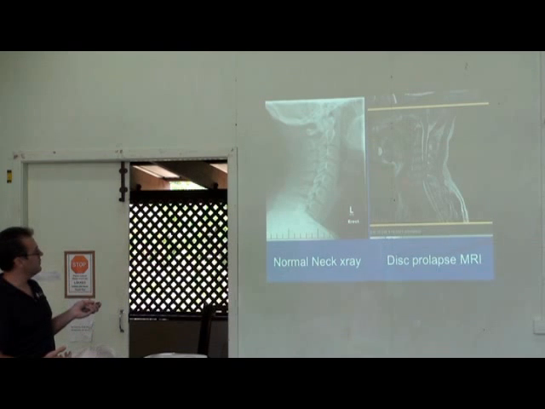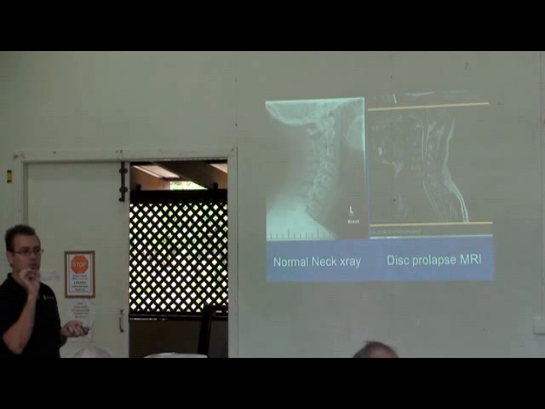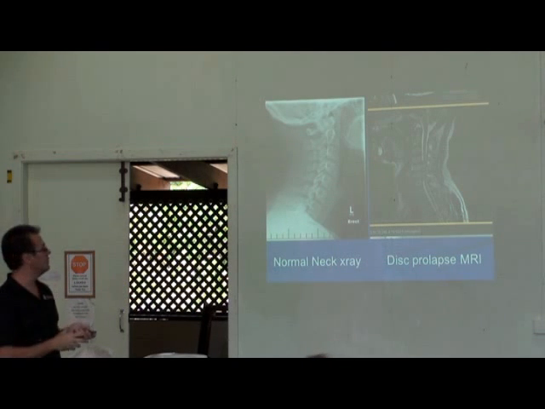The one on the right is once again a whole bunch of disc bulges. And in this one you can see really clearly how we have the two white lines at the front and the back. At this point in the spine, the spinal cord is a solid tube. And then in this area you can see no white at all. So that's significant spinal cord compression.